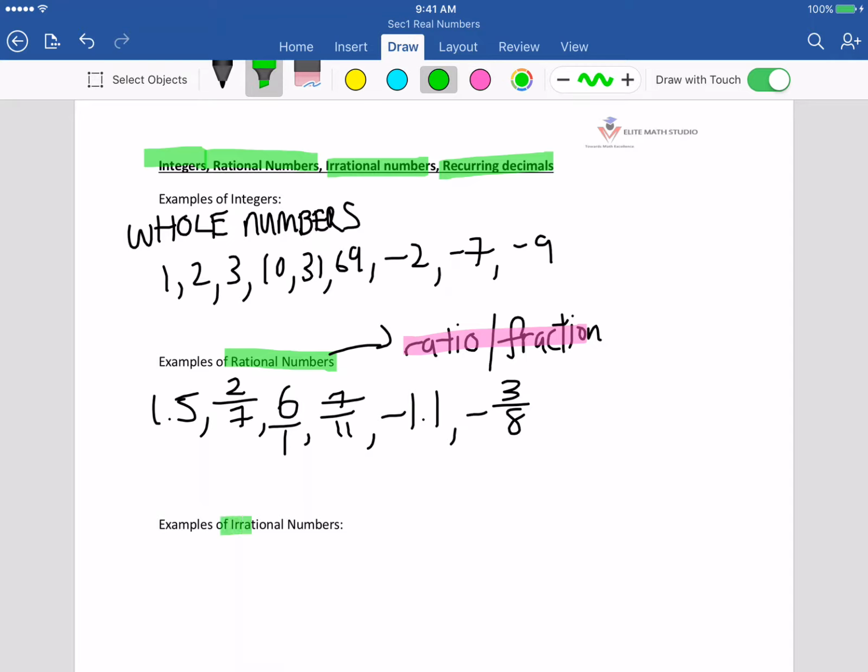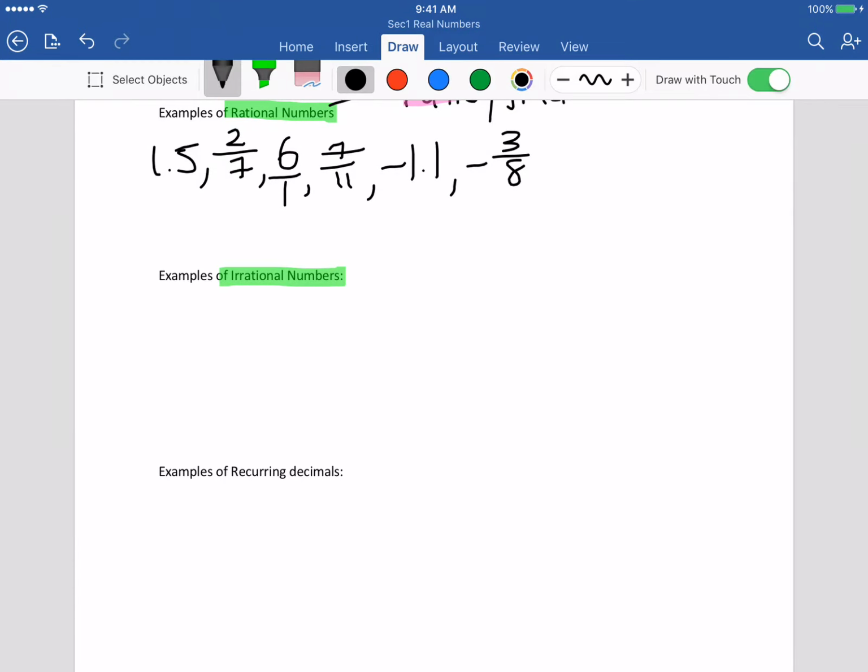Next one, what are irrational numbers? Irrational numbers cannot be expressed in terms of a ratio or fraction. Some examples: square root of 3. When keying square root of 3 into a calculator, it cannot be put into a fraction, hence it is an irrational value. Pi. You key pi into your calculator, it will not give you a rational value either. Then we have, for example, cube root of 7. Another one, maybe square root of -8. Square roots of negative numbers are irrational numbers. As long as you key it into the calculator and it cannot be expressed as a fraction, it's an irrational number.